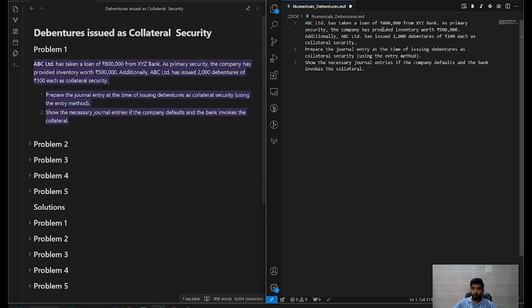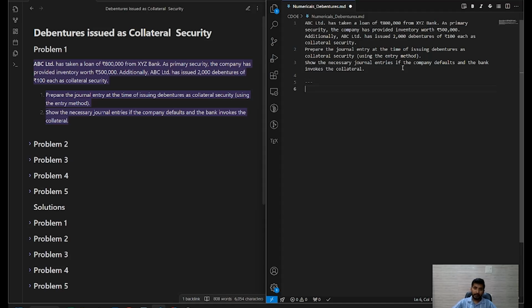ABC Limited has taken a loan of rupees 8 lakhs from XYZ Bank. As the primary security, the company has provided the inventory worth rupees 5 lakhs. Additionally, ABC Limited has issued 2000 debentures of rupees 100 each as the collateral security. Prepare a journal entry at the time of issuing the debentures as the collateral security using the entry method. Show the necessary journal entries if the company defaults and the bank invokes the collateral.